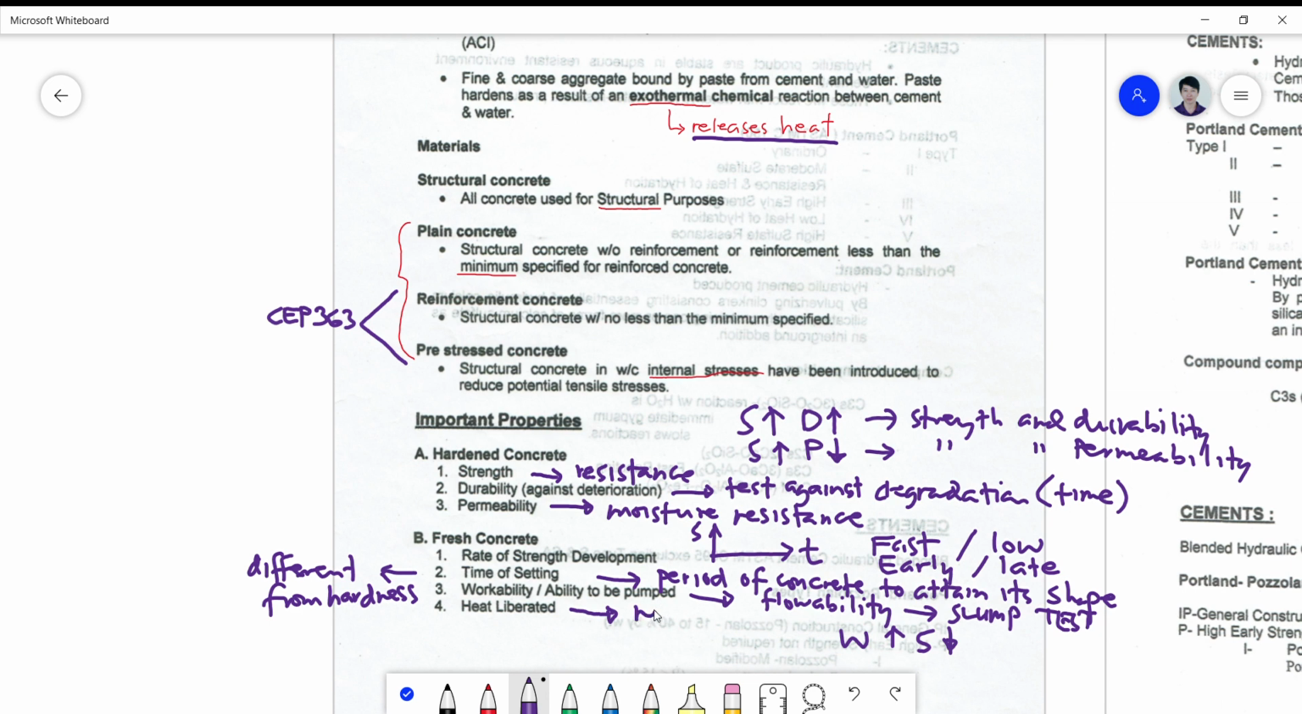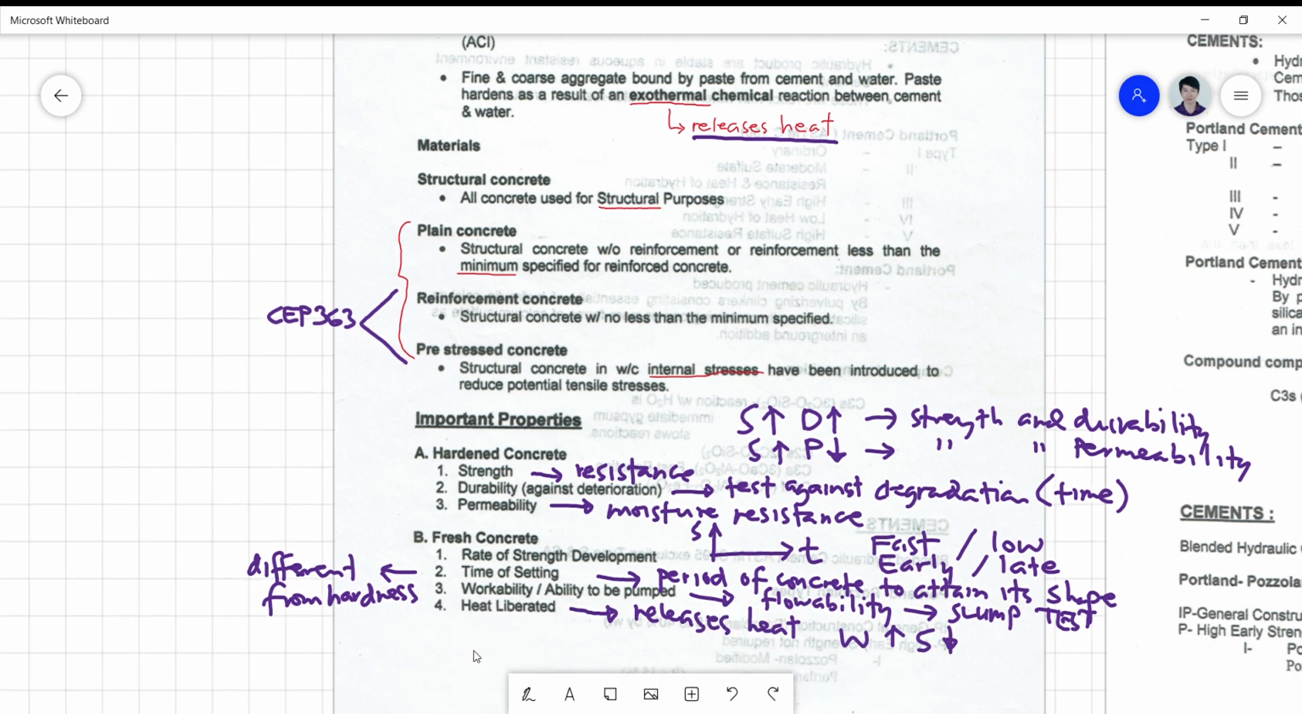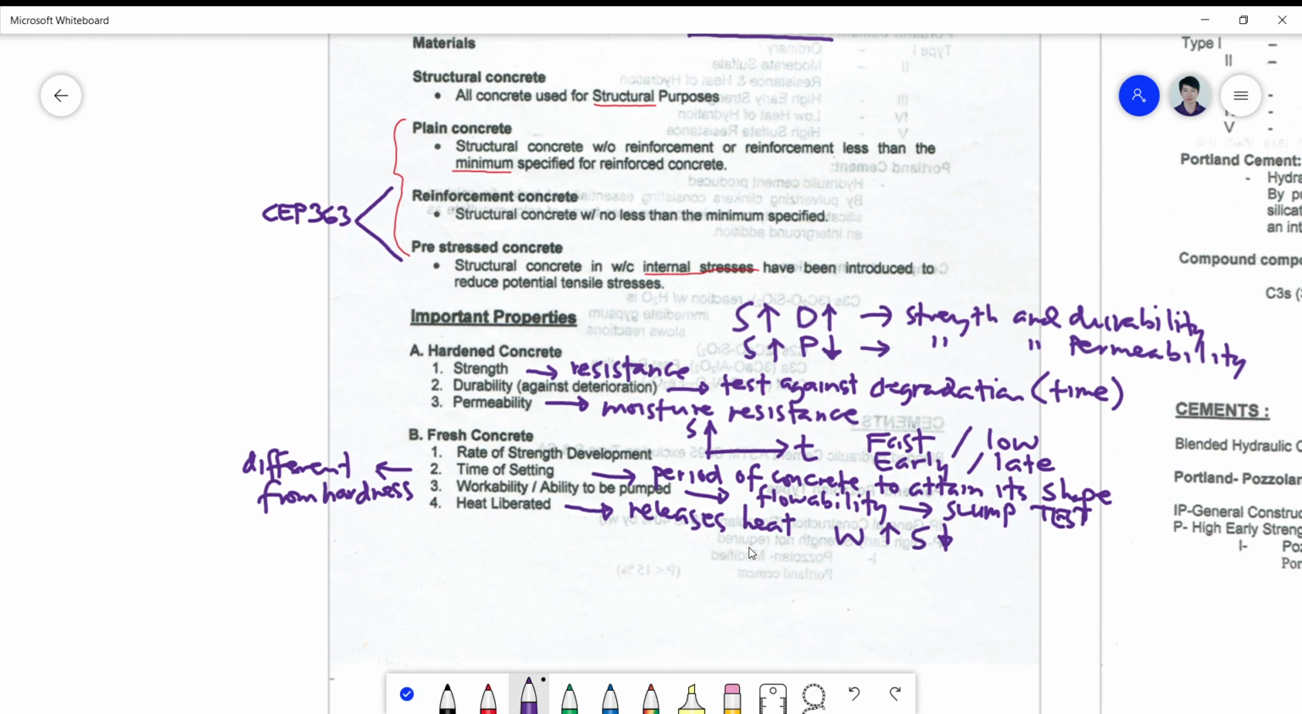That's why you have to see to it that your concrete proportion should not be causing too much heat to be released, because heat may cause temperature problems or temperature cracking.